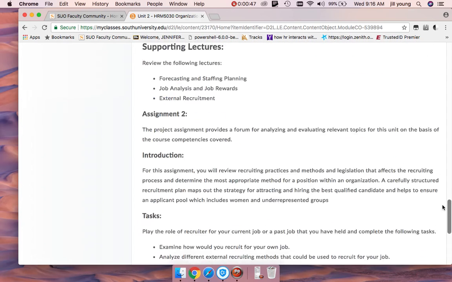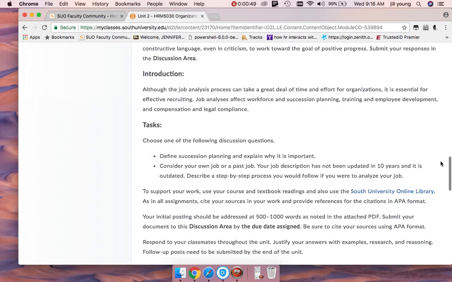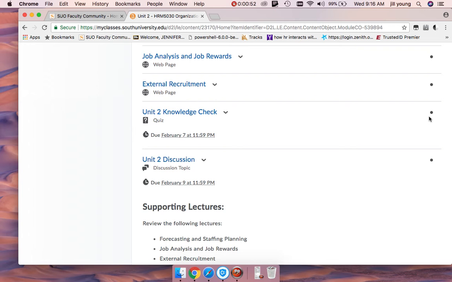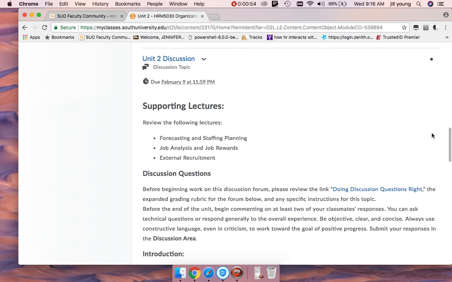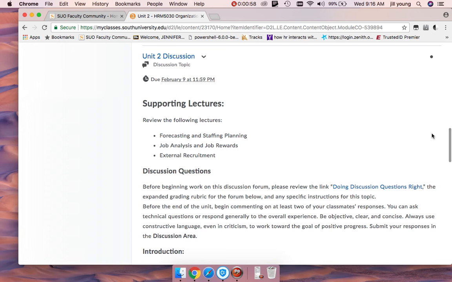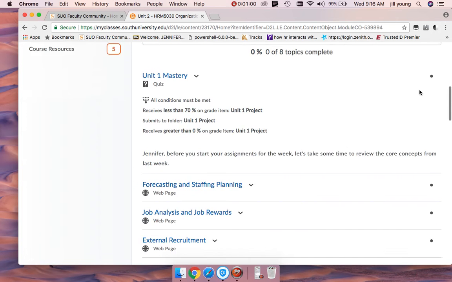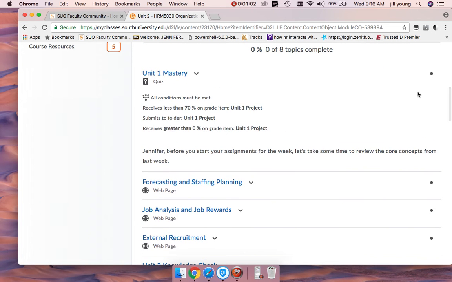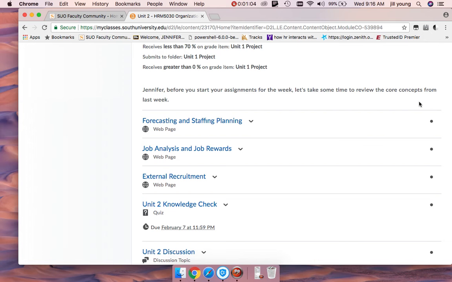But you'll see for the project, your paper is a bit longer for this one. And the points, you get more and more points, and then it culminates in a final exam in week 4. For this week, we're going to talk mostly about staffing, planning, job analysis, rewards, and then we'll touch on external recruitment.